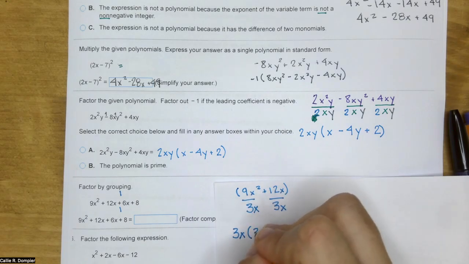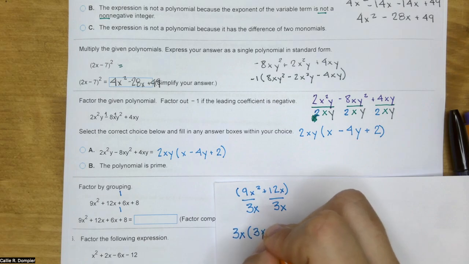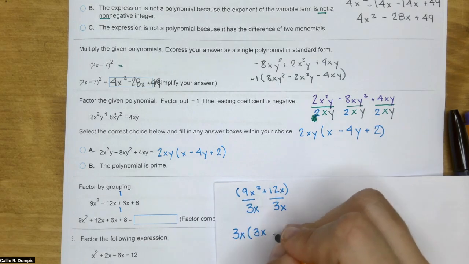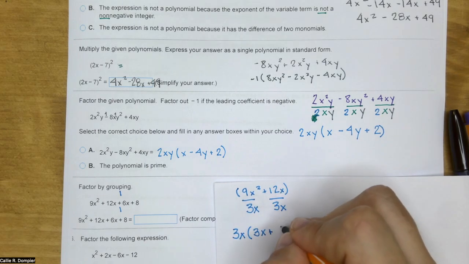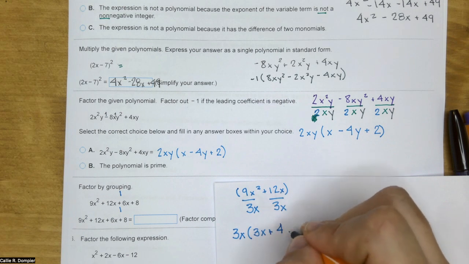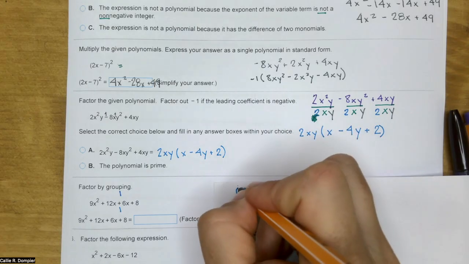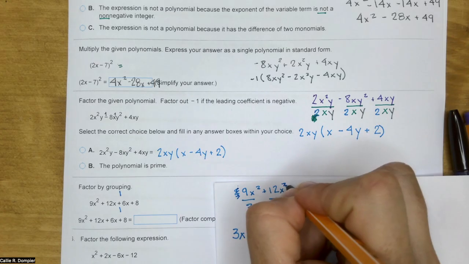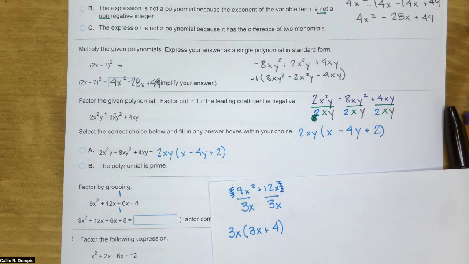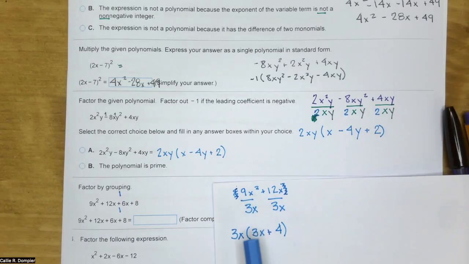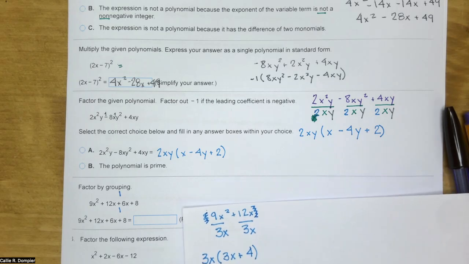9 divided by 3 is 3. X squared divided by x is x. 12 divided by 3, keep that positive sign. 12 divided by 3 is 4. And then the x and the x cancel. So 9x squared plus 12x becomes 3x times the quantity 3x plus 4. Sorry, I thought I was going to write them both at the same time, but I didn't. Good? So the first two terms become that term.